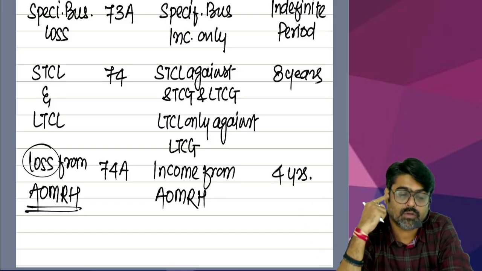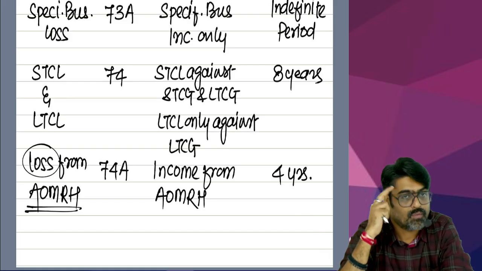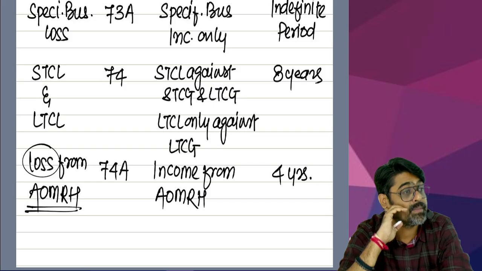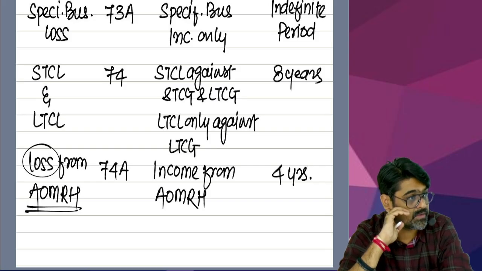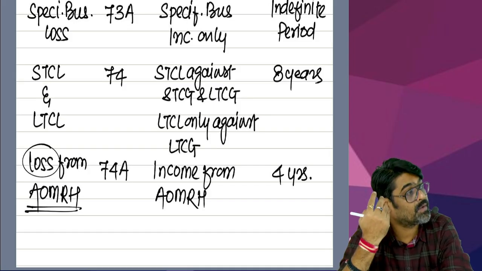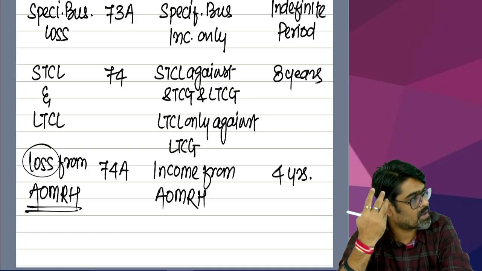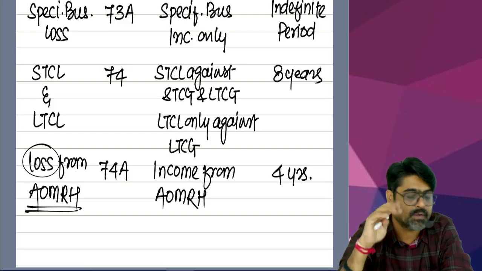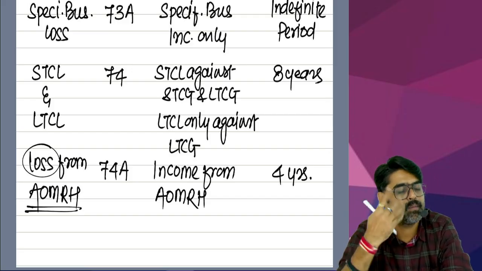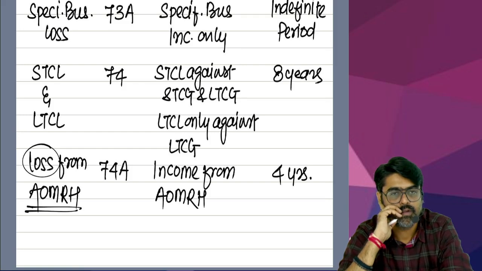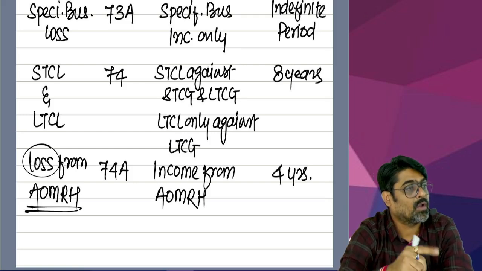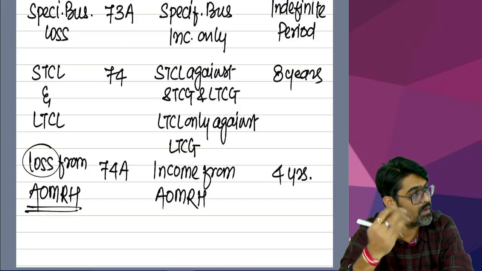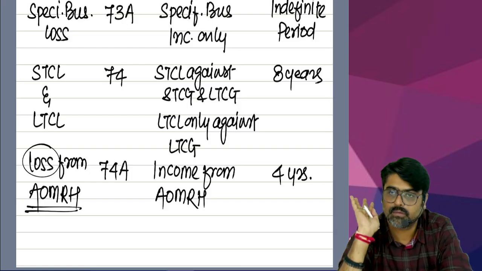For how many years can the losses be carried forward? For 2 losses you have to remember indefinite period: unabsorbed depreciation and specified business loss. Yes or no? They can be carried forward indefinitely. No need to see the number of years. Keep on carrying forward. Yes or no? Then 2 losses you have to remember for 4 years: speculation business loss and loss of an activity of owning and maintaining racehorses. Yes or no? Remaining all other losses for 8 years.